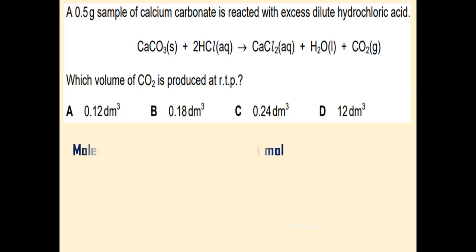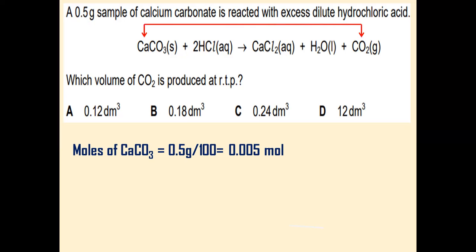So first, we're going to find the mole of the reactant. For example, the calcium carbonate. So the mass of the calcium carbonate is 0.5 gram divided by its molar mass. So this will give us 0.005 moles. Now with these 0.005 moles, with the reference of calcium carbonate, we are supposed to measure the value of the carbon dioxide. So how can we measure?